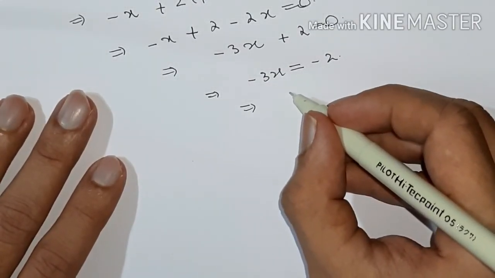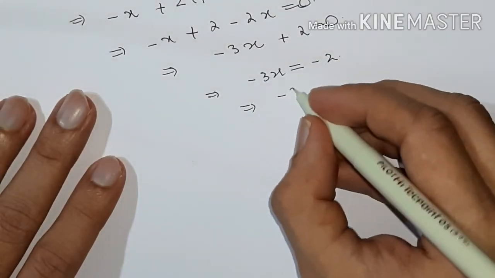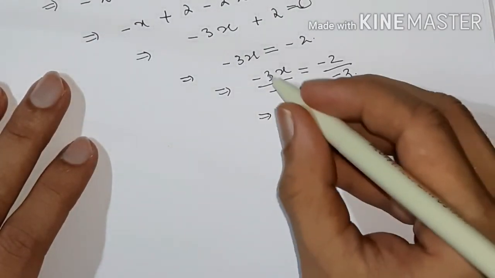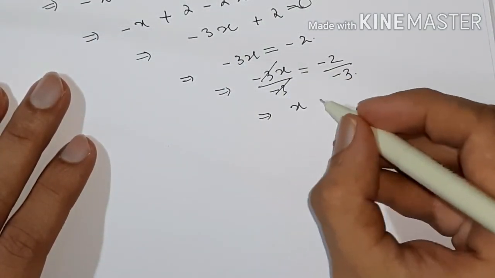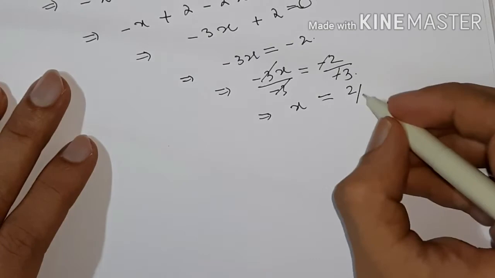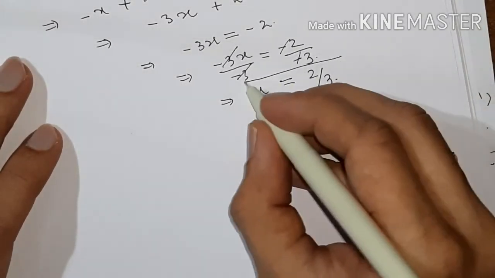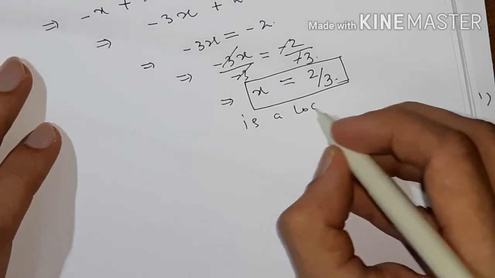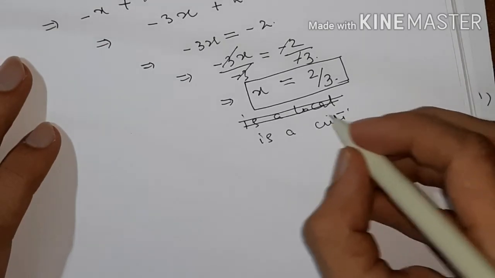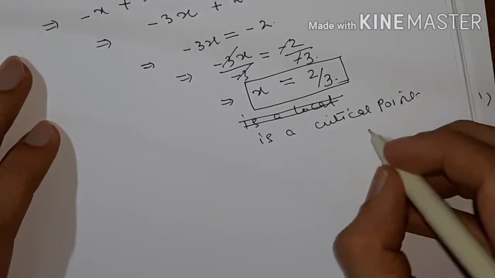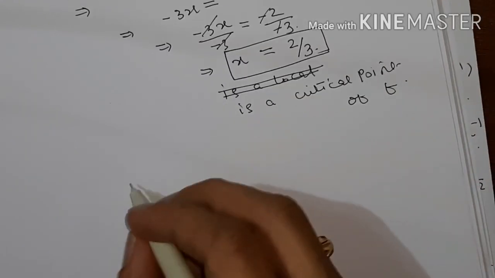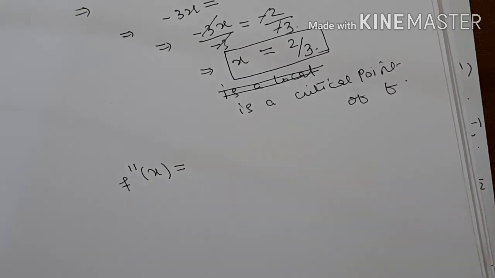Okay, now what you do, you divide by minus 3 on both the sides. So minus 3 divided by minus 3 equal to minus 2 divided by minus 3. Okay. So minus 3 and minus 3 get cancelled. You will get x equal to, minus and minus will get cancelled, so 2 by 3. Okay. So 2 by 3 is a local, I mean we have not found out, right? So 2 by 3 is a critical point, okay, of f. Now what is the next step? The next step is to find f double prime of x, right?